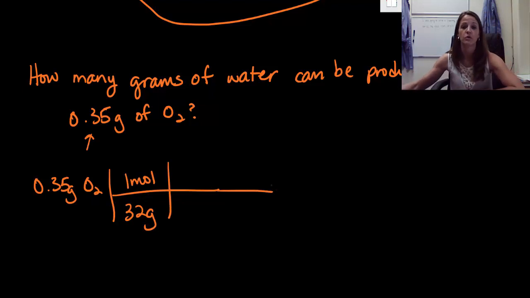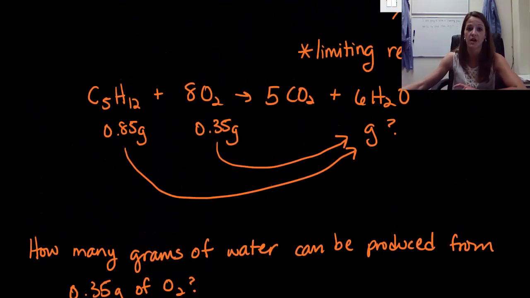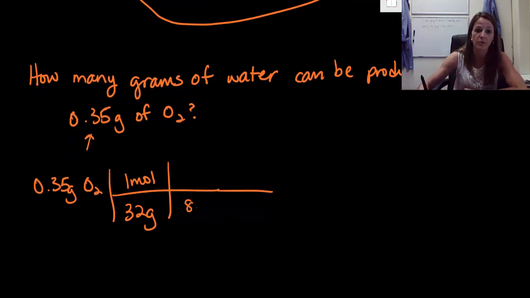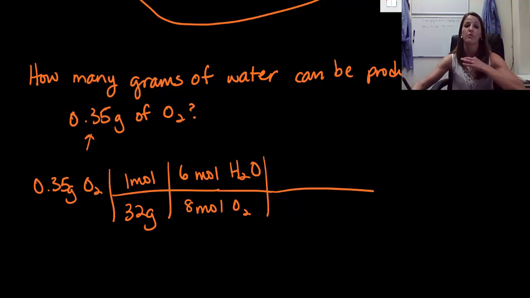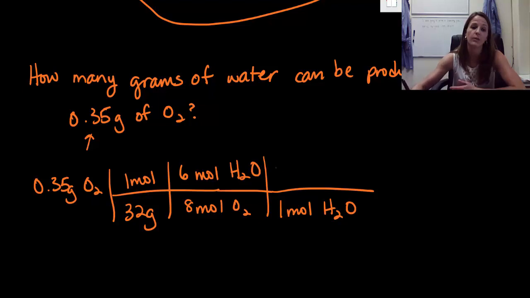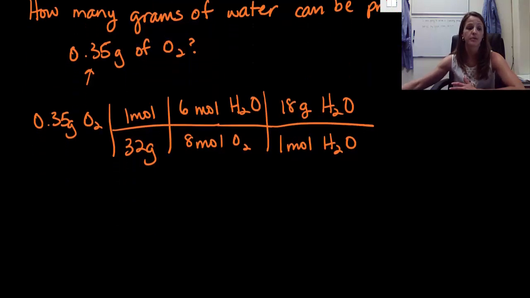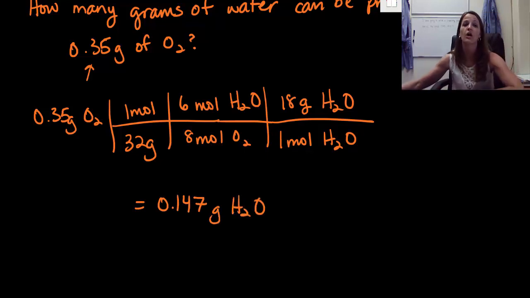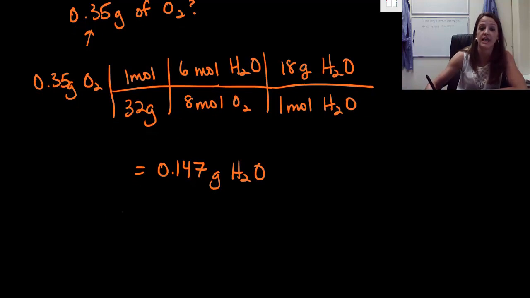We know using our mole-to-mole ratio from above here that we have 8 moles of oxygen to 6 moles of water. Remember, we're trying to get to water, so that's the goal. So 8 moles of oxygen to every 6 moles of water. Now, we're not asking you for moles of water, we're asking you for mass of water, or grams of water. So we need to take this one step further. So for every 1 mole of water, we have about 18 grams. That's our molar mass of water. So now if we calculate this properly, we should see that we actually end up with something like 0.147 grams of H2O.